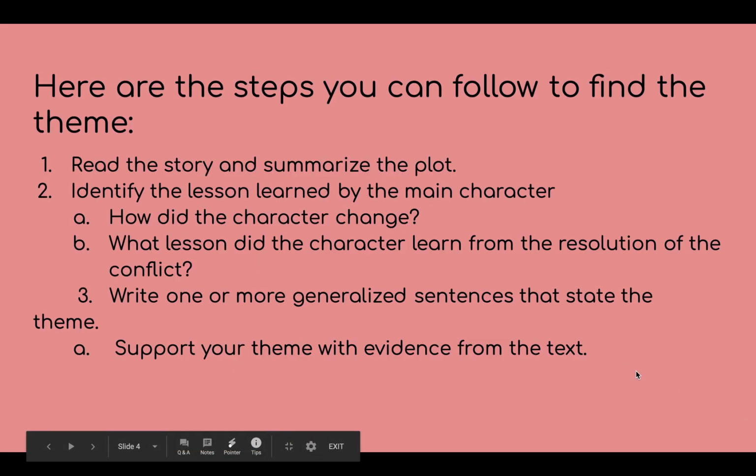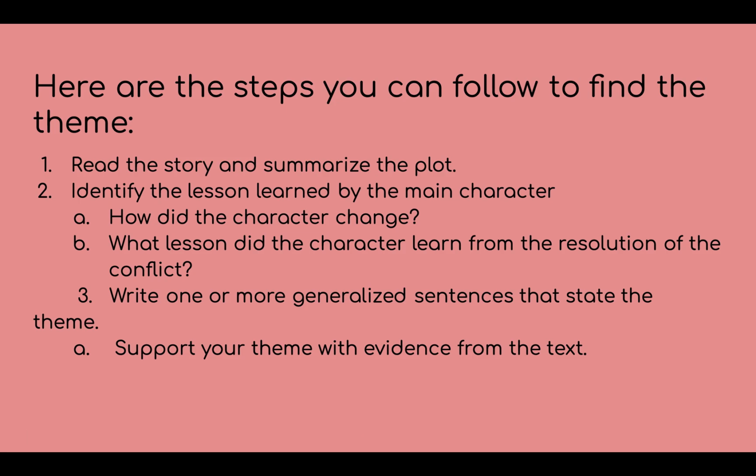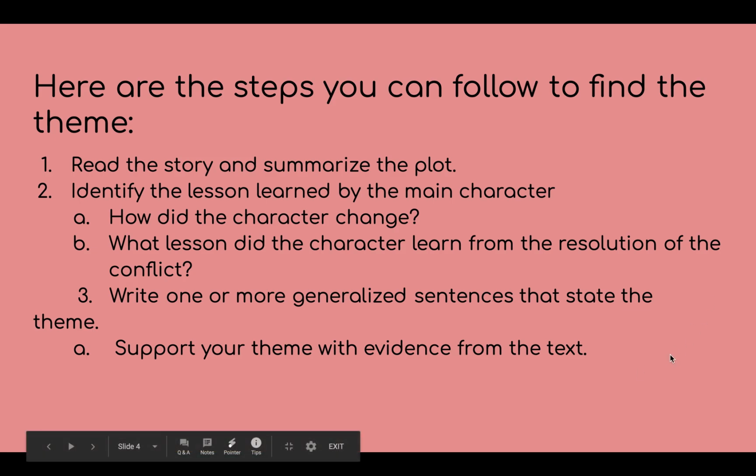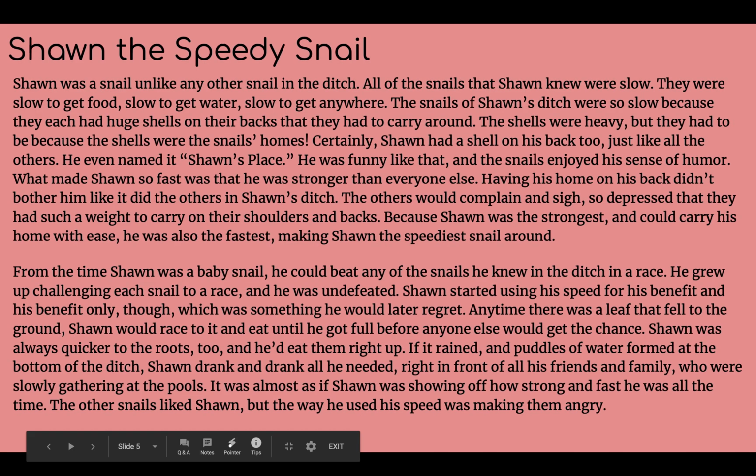Here are the steps you can follow to find the theme. Step 1. Read the story and summarize the plot. Step 2. Identify the lesson learned by the main character. How did the character change? What lesson did the character learn from the resolution of the conflict? Step 3. Write one or more generalized sentences that state the theme. Support your theme with evidence in the text, which we always do. We always use text evidence to support our theme or whatever we are learning that day.